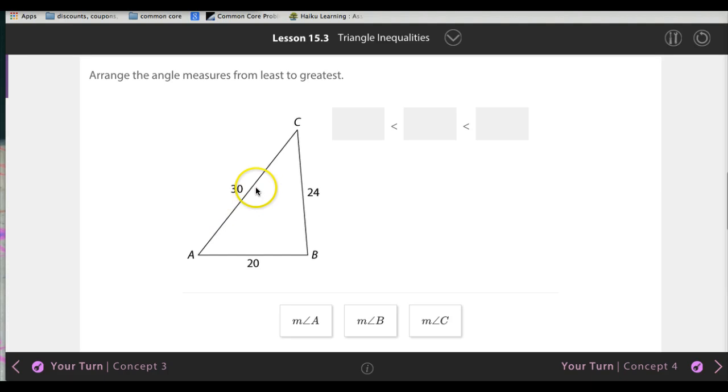What is the longest side? 30. So then what do you think is going to be the fattest angle? The angle opposite that, which is angle B. So angle B is going to be the fattest one.